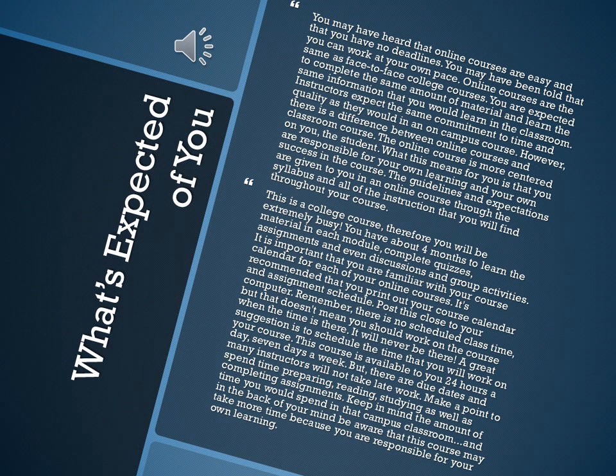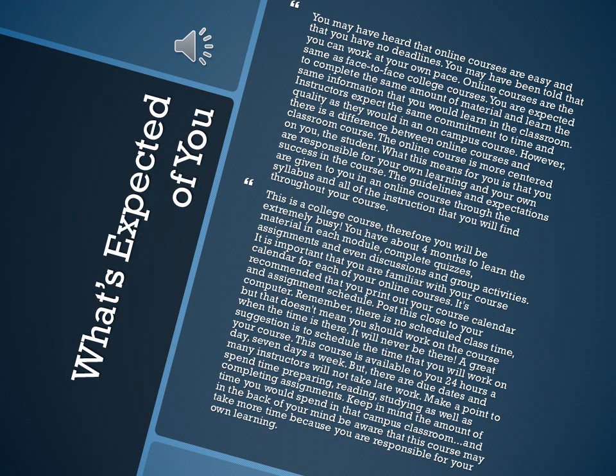Now let's talk about what's expected of you in an online course. You may have heard that online courses are really easy. You have no deadlines. You may have been told that you can work at your own pace, that they're the same as face-to-face college courses. You are expected to complete the same amount of material and learn the same information that you would in the classroom. It's just that you're going to be more student-centered. That means you're going to be teaching yourself more and reading through a lot of information more than having an instructor stand up in front of you.